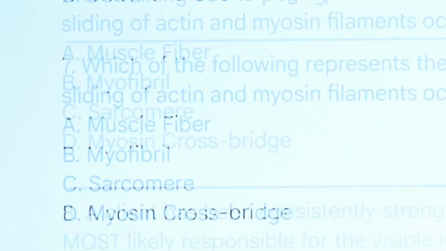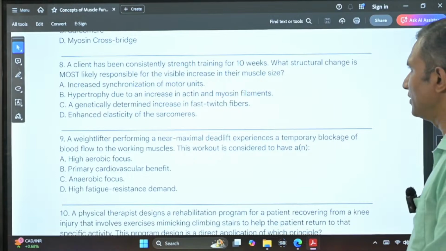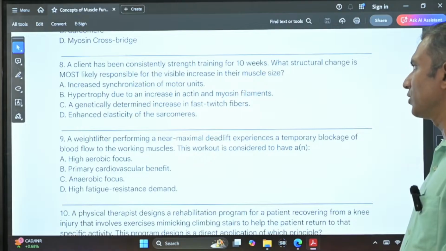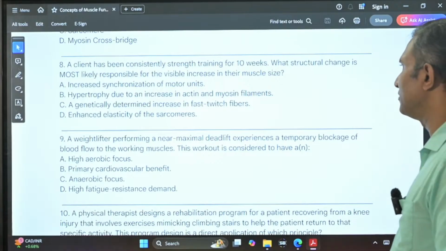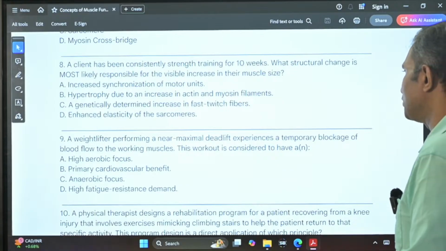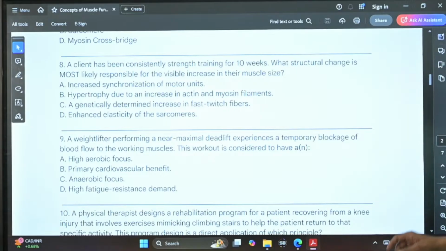Okay, we are going towards question number 8. A client has been consistently strength training for 10 weeks. Which structural change is most likely responsible for the visible increase in muscle size? A, increased synchronization of motor units. B, hypertrophy due to increased actin myosin filaments. C, a genetically determined increase in fast twitch fibers. And D, enhanced elasticity of sarcomeres.